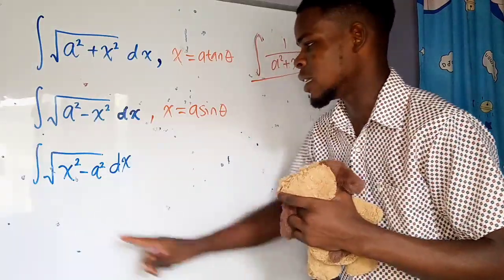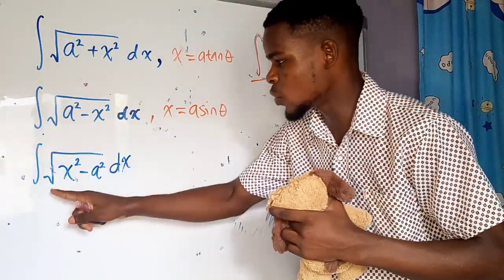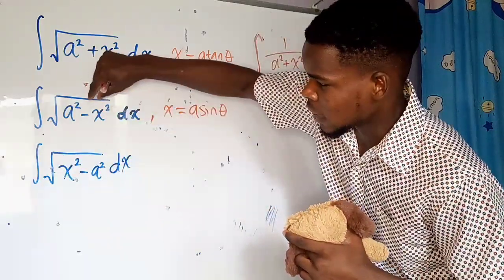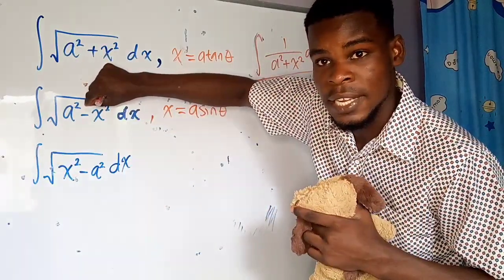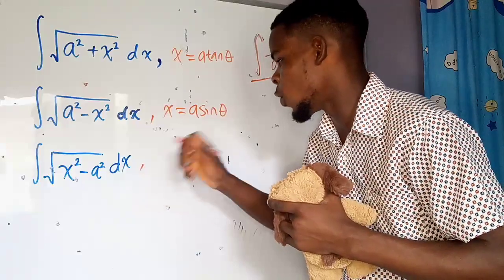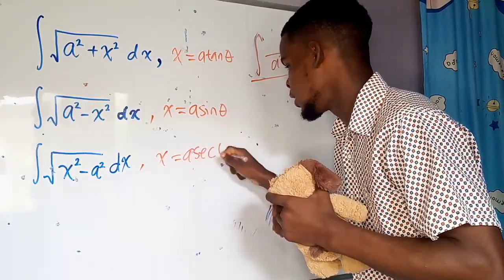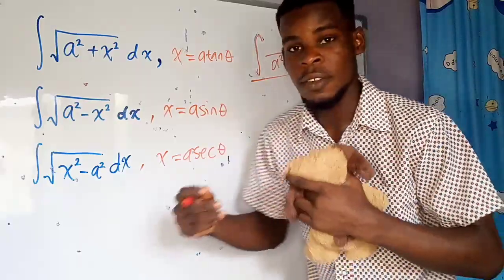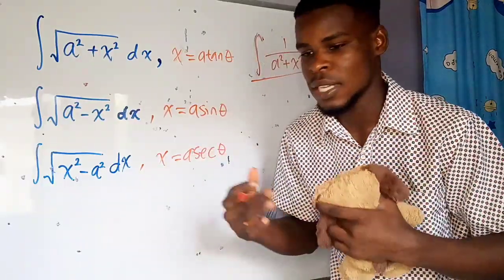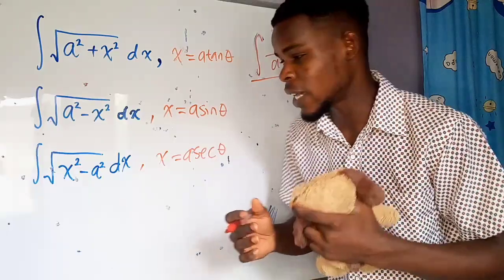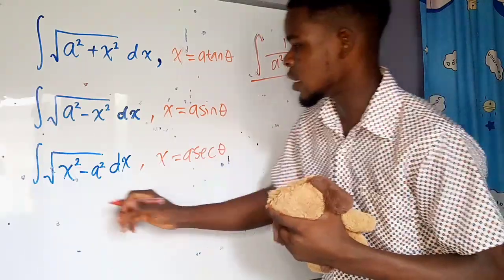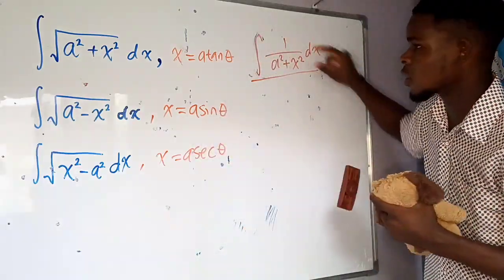And lastly, if you have the square root of x squared minus a squared, it's like the negative of what we have inside here. We make use of the secant substitution. We say let x be a secant theta as the first thing. Then the next thing is just to try and cancel some things and see how you can find the antiderivative. So these are the three basic things you need to take note of.